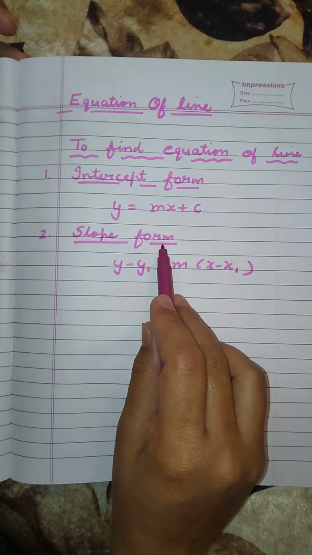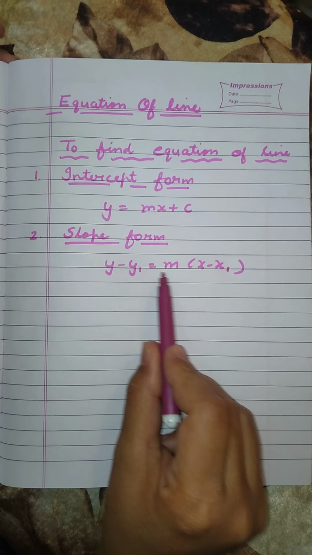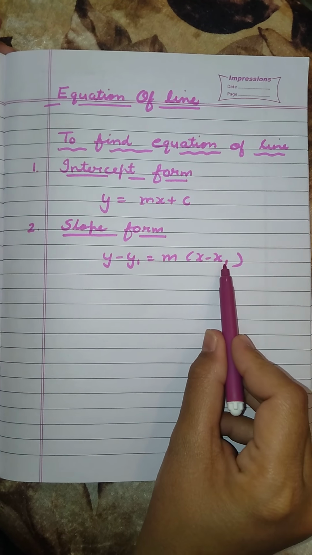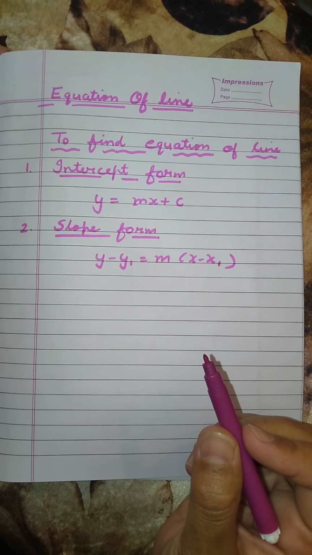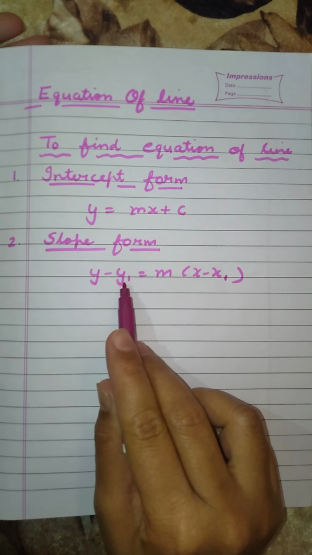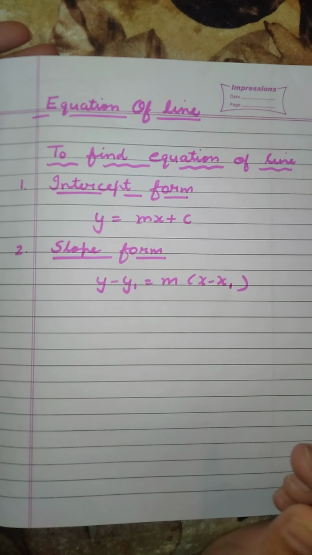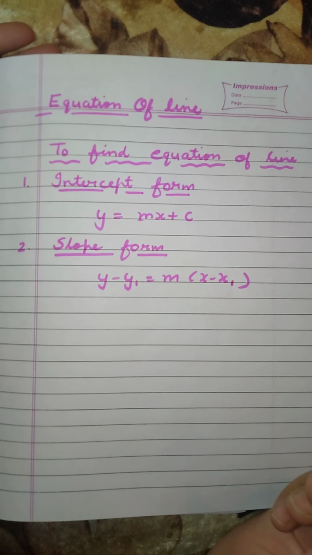Second form is slope form. It is y minus y1 is equal to m into x minus x1, where x and y are variables. x1, y1 are the coordinates of the point which lies on the line. M is the slope of the line.